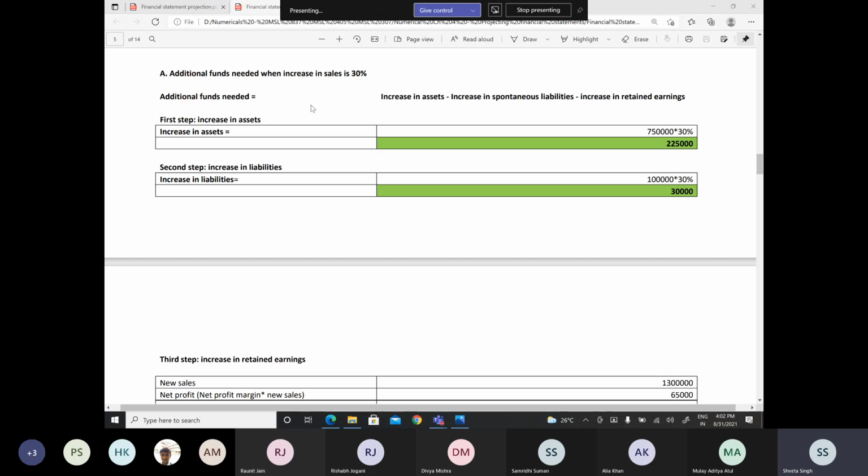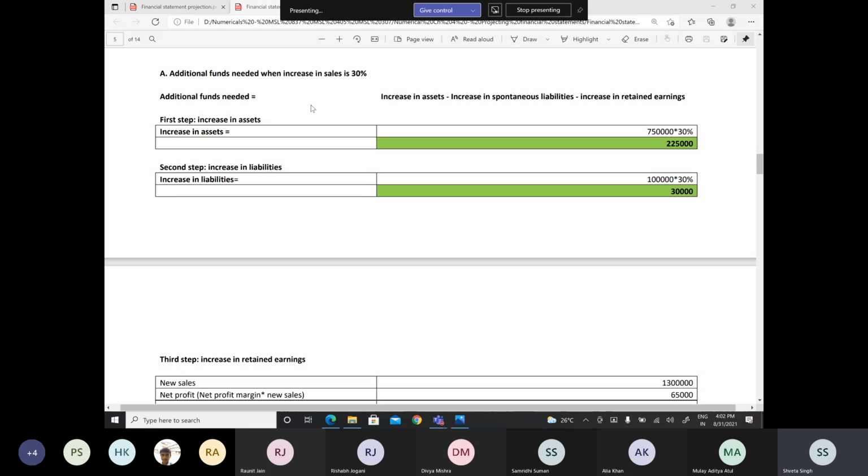Plus, where else do we get funding? We get funding from our own profits that we are making, our own income from our operations. So in case we are retaining that, then this also we can reduce, and whatever is remaining is the additional funds that is required.